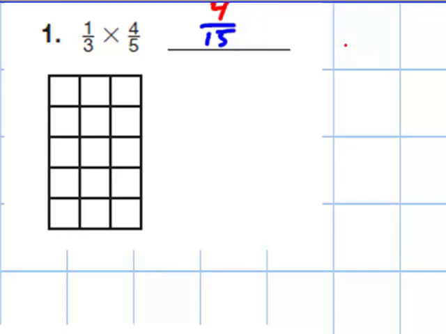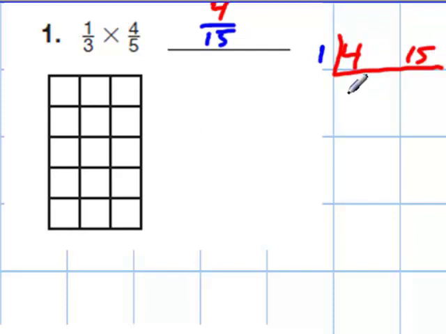Well, let's find out if we can simplify by putting them on the ladder. 4/15. Let's start with our lowest prime number, as always. 2 does go into 4, but it does not go into 15, so we can't use that. 3 goes into 15, but it does not go into 4, so we can't use that. So the only number that goes into both 4 and 15 is the number 1.